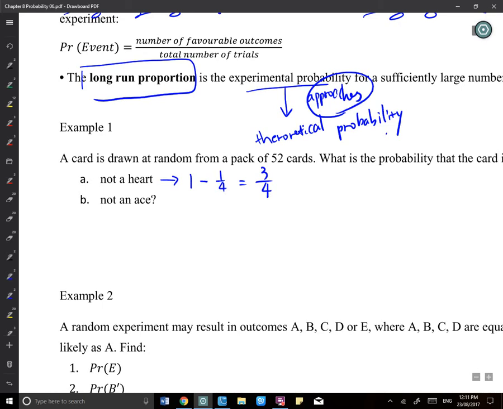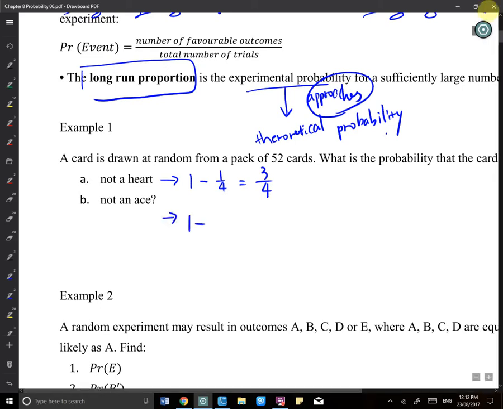Have a think, in each type of the card, like ace, 2, 3, 4, each card you have 1 heart, right? 3 of them are not heart. So it's just a 3 out of 4 case for this one. Okay, what is not an ace? What's the probability of getting an ace? 1 on 13. You have 13 types of the card, and 4 aces, 4 on 52, 1 on 13. So it's just 1 minus 1 on 13. That gives you 12 on 13 will be the probability.